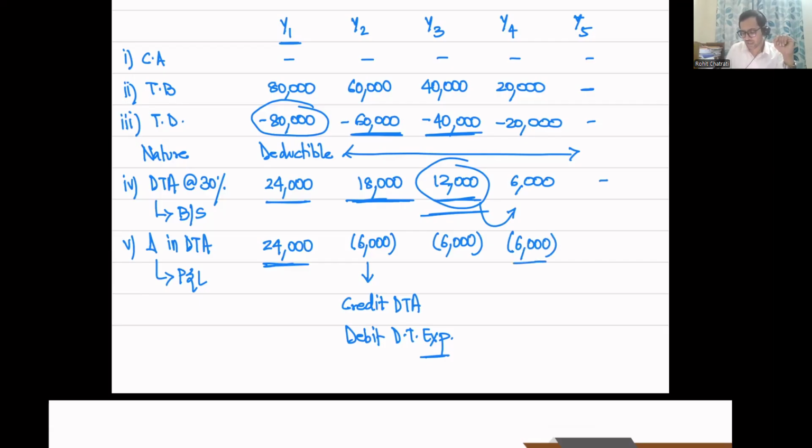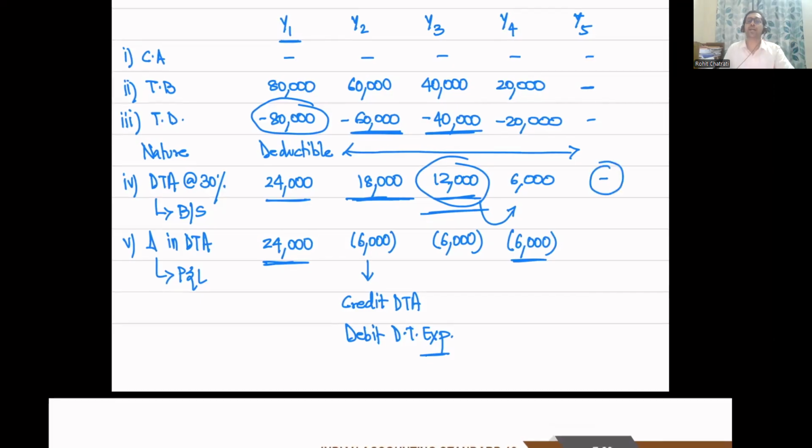Therefore, I record a deferred tax expense of 6,000 in year 4. And in year 5, I need to bring the deferred tax asset down to zero, because there is no future deduction that I'm entitled to. Every deduction has already been claimed.